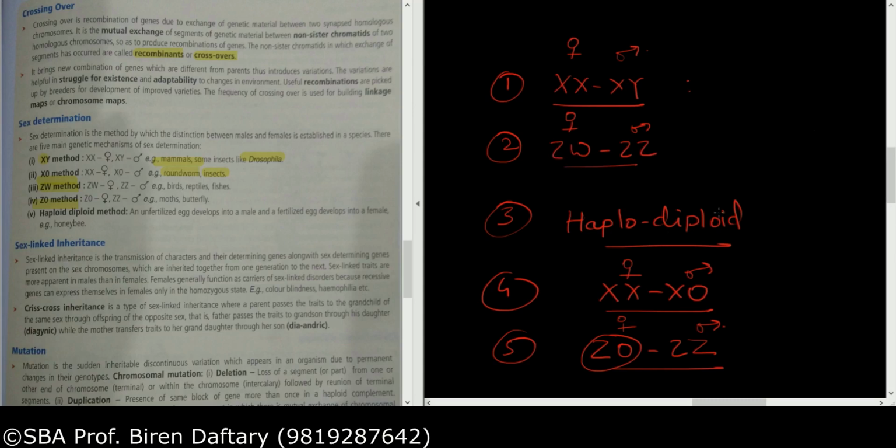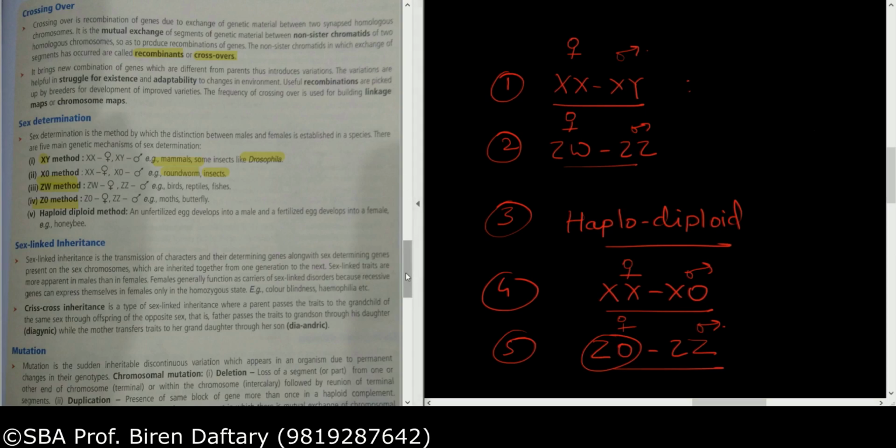Third example is haplodiploid method, example honeybees, and in this method the fertilized egg develops into females and the unfertilized egg develops into male. So this is also called parthenogenesis. The fourth example is XX-XO method, in which the female is homogametic, male is heterogametic, however the male is producing only one type of sex chromosome. Okay, and the fifth is the reverse of that, in which the female is heterogametic but producing only one type of gamete. Correct? So these 5 methods are given, very simple part.